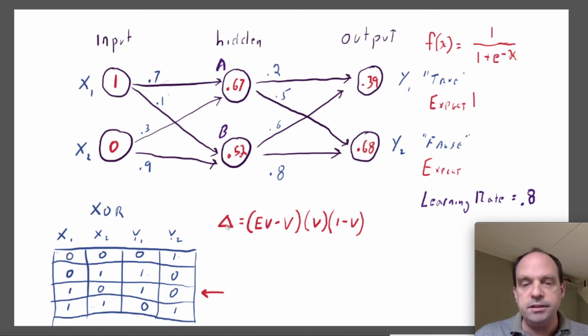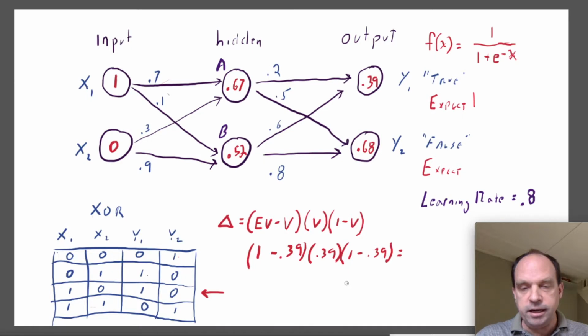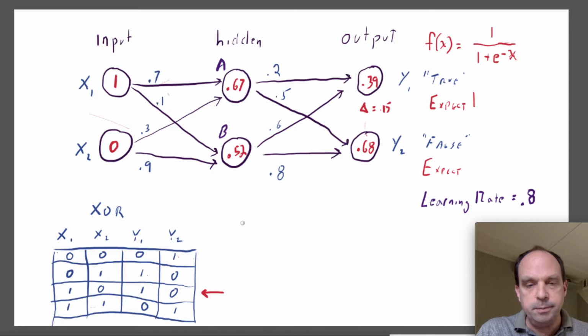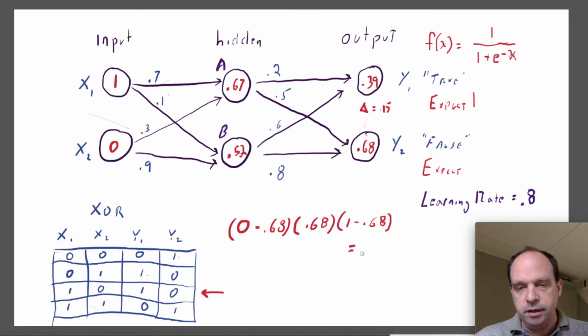But let's go ahead and calculate the delta function for output node y1. The expected value was 1. The actual value it arrived at was 0.39, times 1 minus 0.39. That's a lot of 0.39s. And the result I got is approximately 0.15. So we'll note that here and move on to y2. In this case, the expected value was 0. Actual value was 0.68 times the sigmoid derivative equals approximately negative 0.15. And the signs on these are no coincidence. This value needs to move up a little bit, and this value needs to move down a little bit.